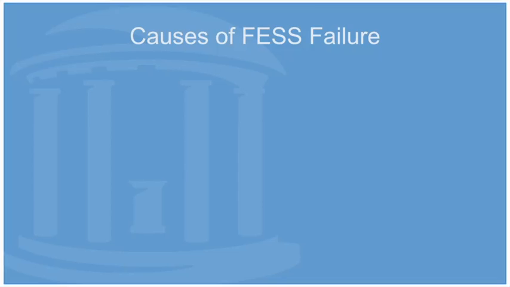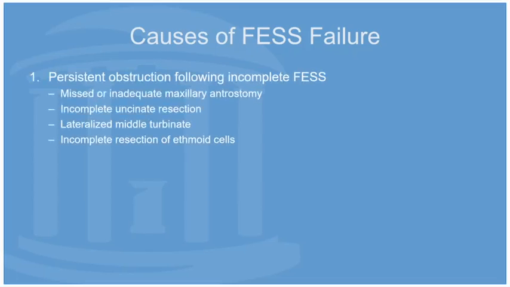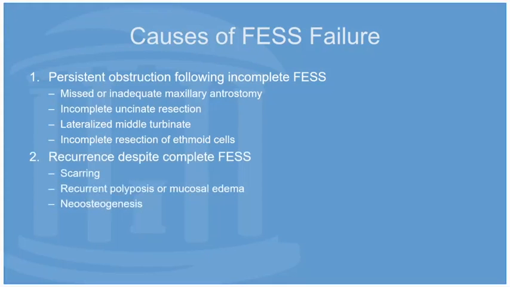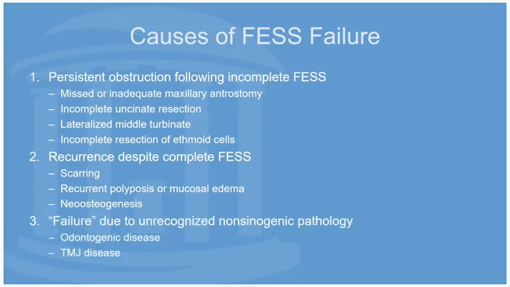So why exactly does this happen? Well, the potential causes of FESS failure can generally be divided into three main categories. The first consists of cases in which there is persistent obstruction or residual diseased tissue due to an incomplete or inadequate FESS surgery. The second category consists of patients who recur despite a complete or technically adequate FESS. In these situations, obstruction may recur for reasons beyond the surgeon's control.